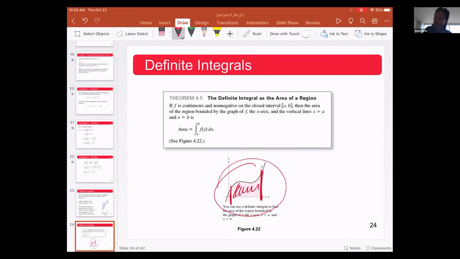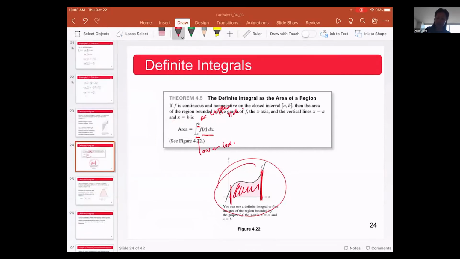So this is how you do a definite integral. Finding area is equal to the integral from A to B. It starts at A and ends at B. So this is my lower bound, that's my upper bound, and I'm going to take the integration of f of x dx.